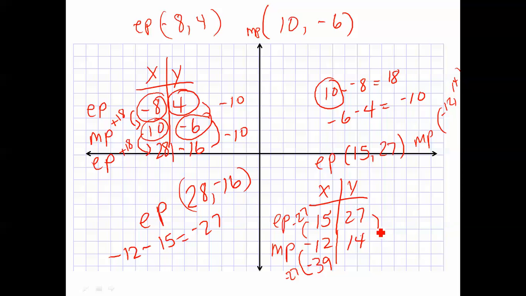Now I have to do this side, 27 to 14. So I go 14 minus 27. And there I get negative 13. So that means I'm subtracting 13. So I need to subtract 13 again. 14 minus 13 is 1. Excuse me. So my other endpoint is negative 39, 1.